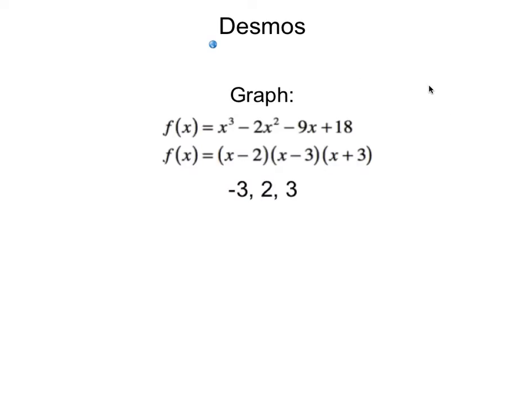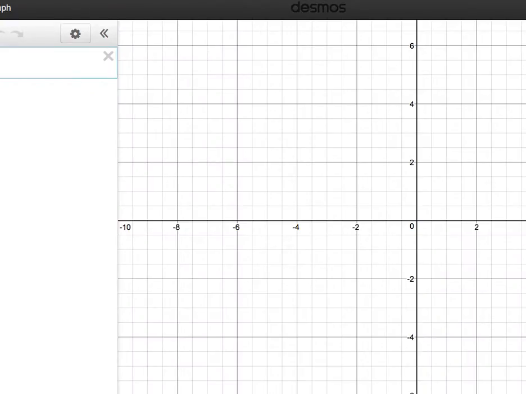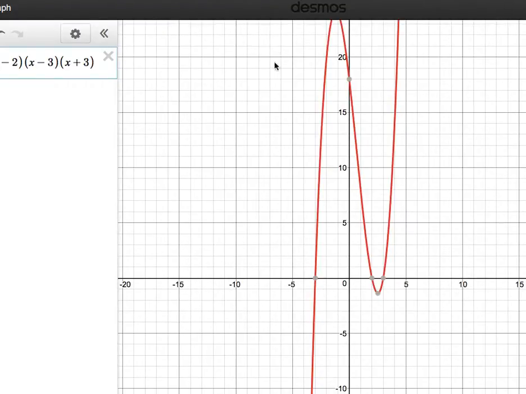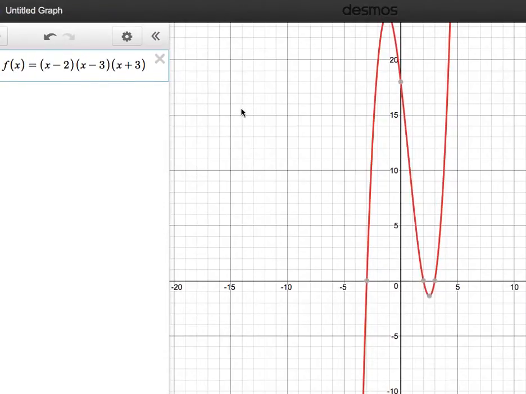Now, I want you to open up your browser to Desmos, and I want you to type this function in there, and I want you to see what it looks like. I know you guys have used Desmos before. Let's see if I can get that open. Let's go here. I already have mine typed in. Let's move this over so you can see it a little bit better.